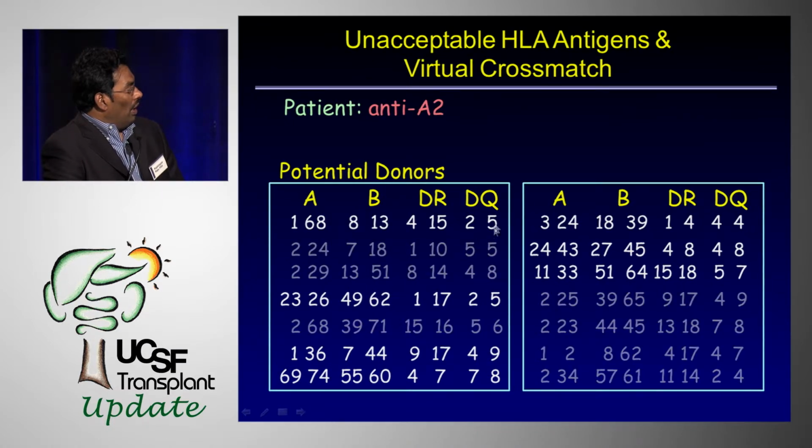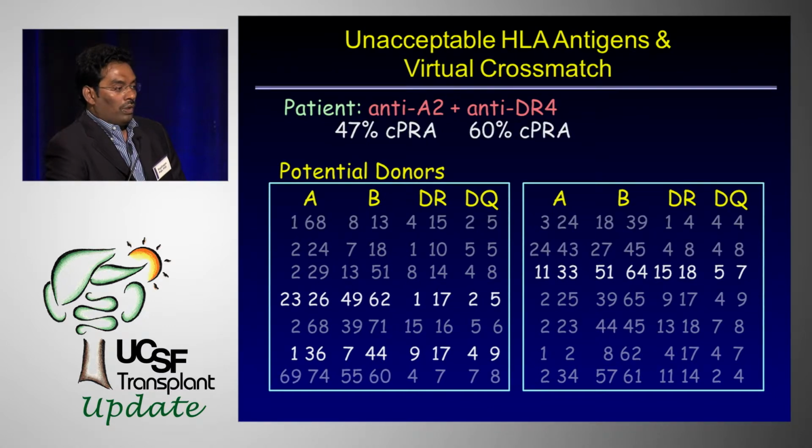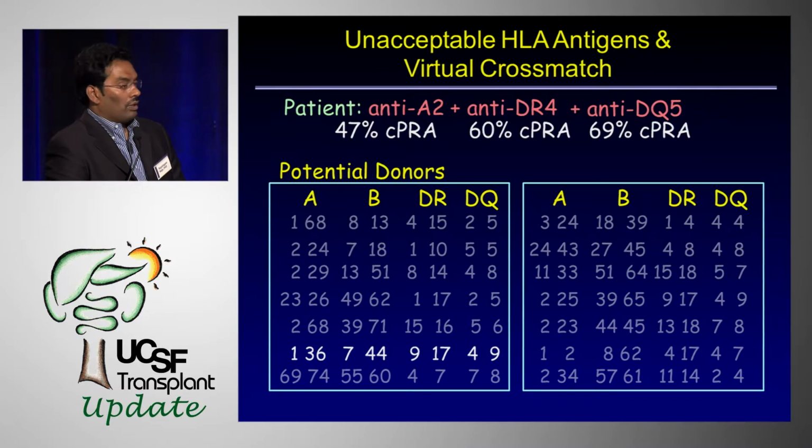If they have A2, all you have to look at is how many individuals carry the HLA-A2 molecules. In this panel, 47% of the panel carries the HLA-A2 target, so you need to avoid all these 47% of the individuals. If the patient has additional antibodies like DR4, then you will be avoiding more donors, that's going to be 60% of the donors. If he has additional antibodies like DQ5, you'll be avoiding even more donors, that's going to be 69% of the donors. So the more antibodies the patient carries, the more donors you will avoid. So getting a matched donor is very unlikely.